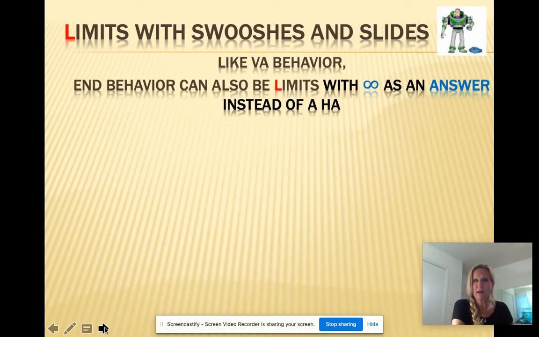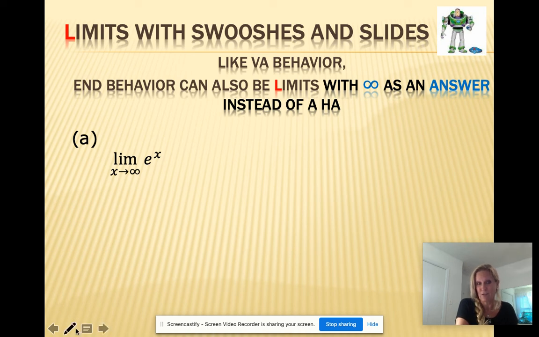Okay, so again, wrapping up. End behavior can also be limits, though, that have an infinity as an answer. For example, this, e to the x. You're supposed to know what e to the x looks like. E to the x slides on one side, but swooshes on the other. So as x approaches infinity, I don't have a horizontal asymptote. I have an infinity, right? So that's not a number.